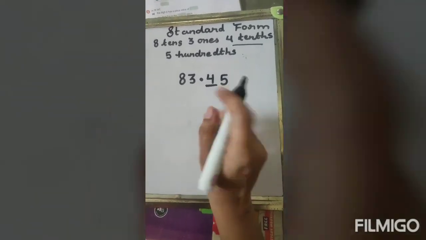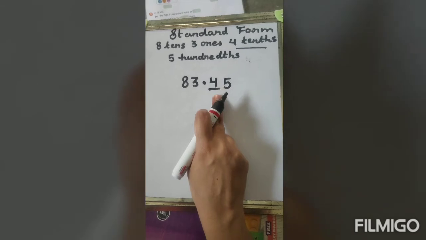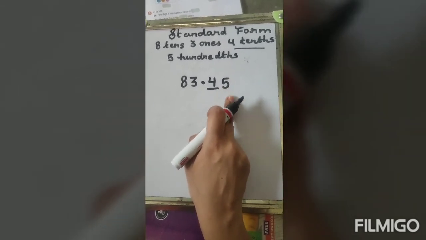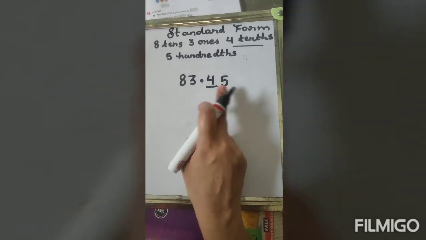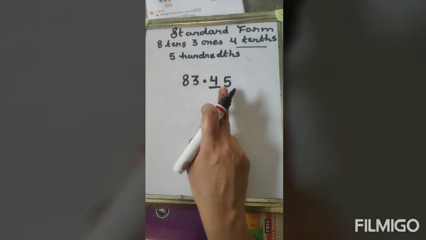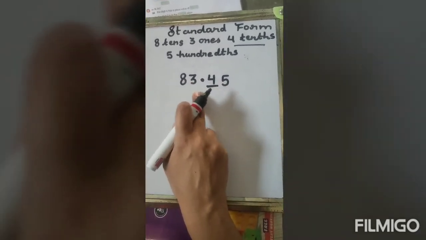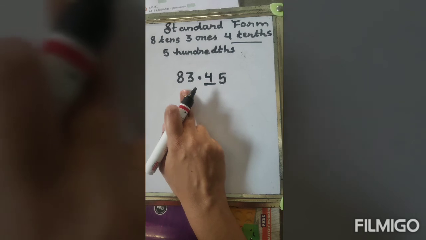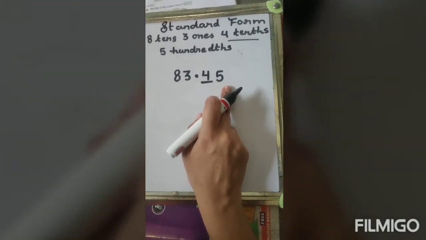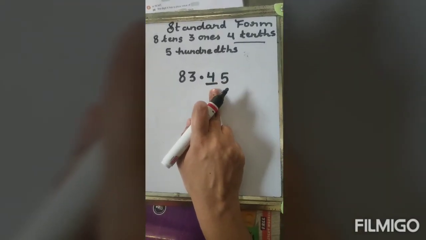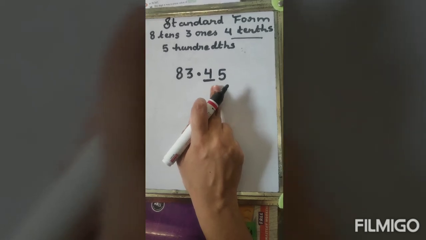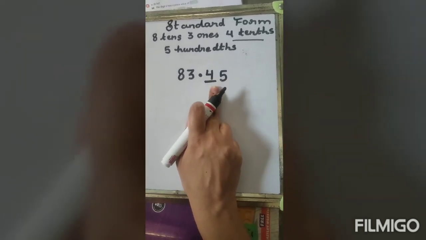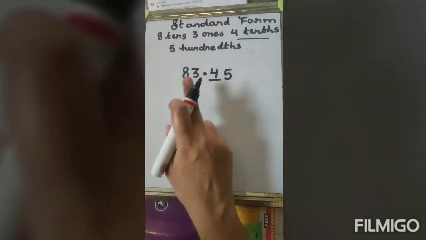Now it is 83.45. Always remember, this is a decimal value and we will not read it as forty-five. We always read it as four five. The whole value we will read as 83, and this decimal value we will read as four five, not as forty-five. If you read it as forty-five, it will be wrong.